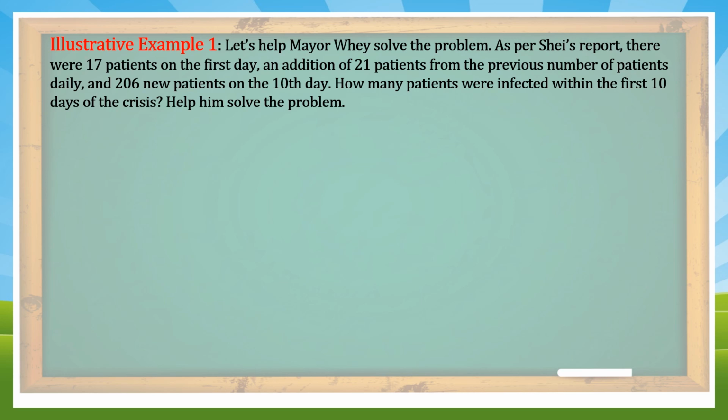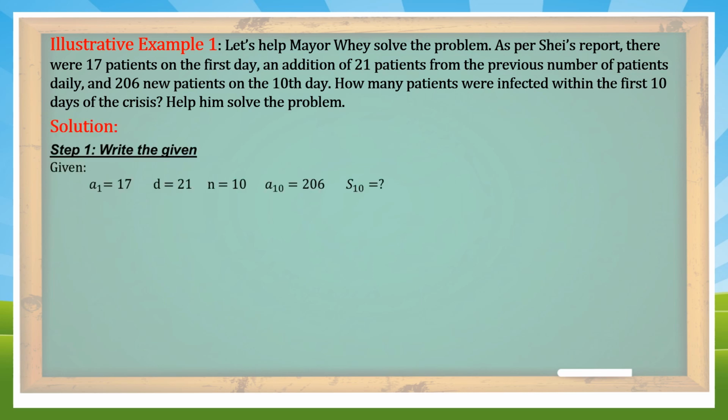Okay, so let's have an example. Let's help Mayor Wei solve the problem. As per Shi's report, there were 17 patients on the first day, an addition of 21 patients from the previous number of patients daily. Okay, and 206 new patients on the 10th day. So how many patients were infected within the first 10 days of the crisis? Help him solve the problem.